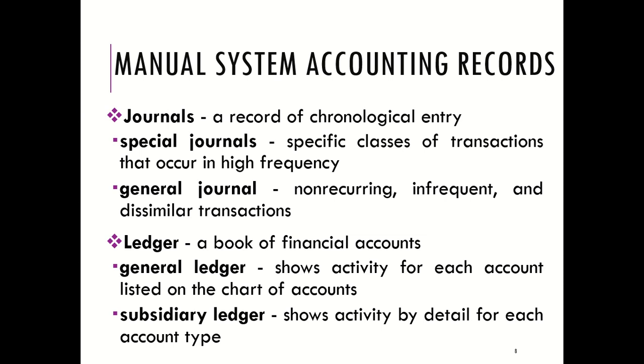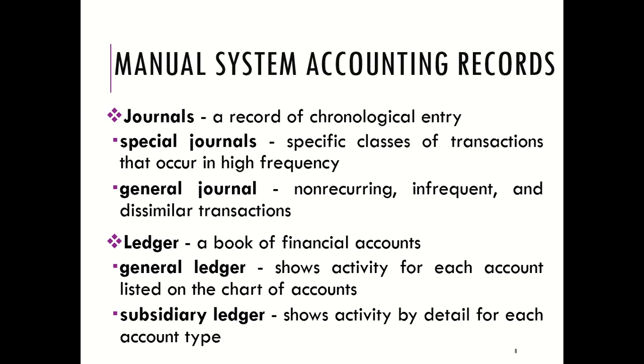So, babalikan lang natin, let's discuss some of the records that we use in our manual accounting system. Now, we have the journals, which are the book of original entry, which entails the record of chronological journal entries. Okay, so meron tayong dalawang types. We have the special journal, which is for specific classes of transactions that occur in high frequency. So in your basic accounting, you have discussed maybe yung cash receipt journal, cash disbursement journal, di ba? Sales journal, or even purchases journal. So those are examples of special journals.